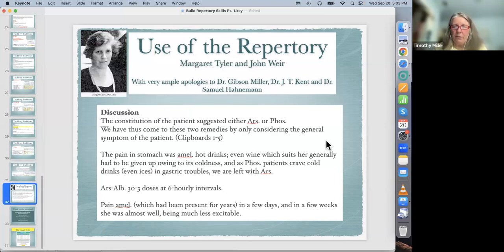Arsenicum album, 33 doses at 6 hourly intervals, and the pain ameliorated, which had been present for years, in a few days, and in a few weeks she was almost well, being much less excitable. Bonus. So that is the second of the historical cases that I have for you today.